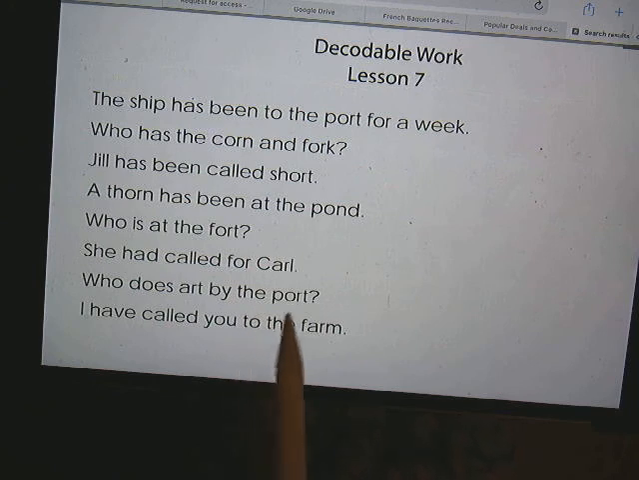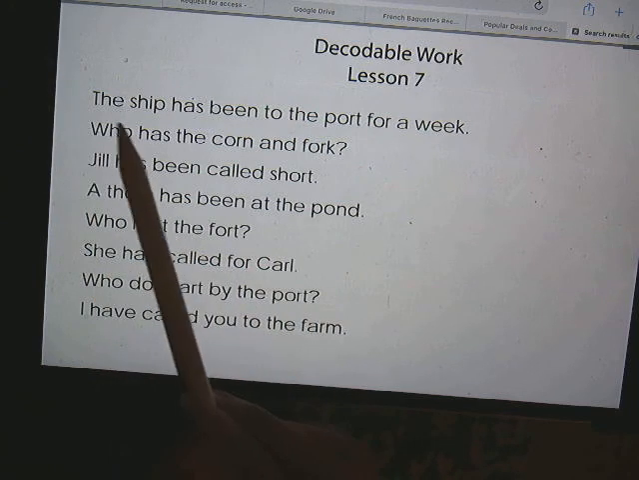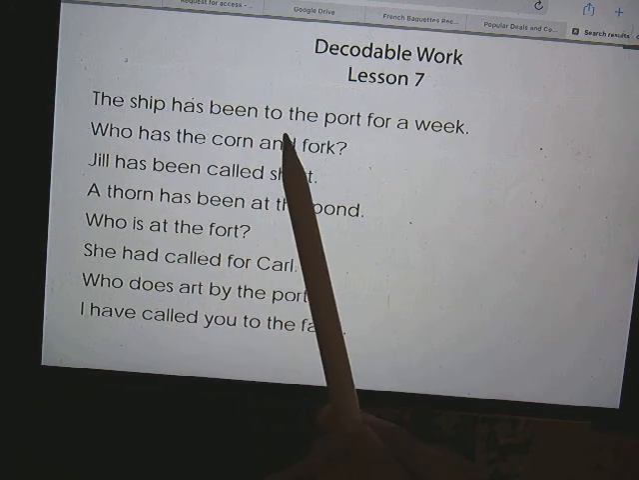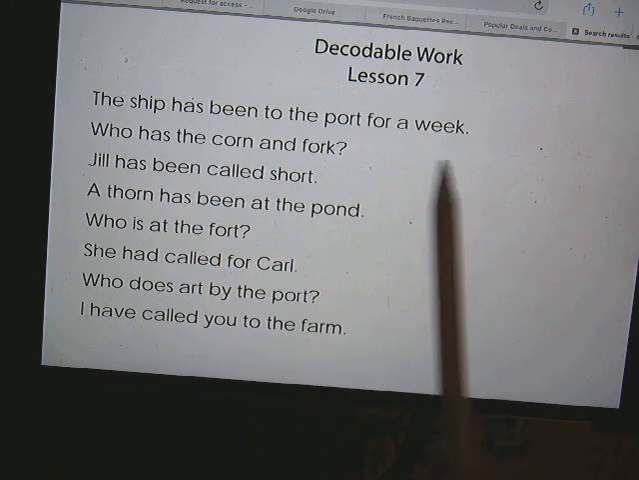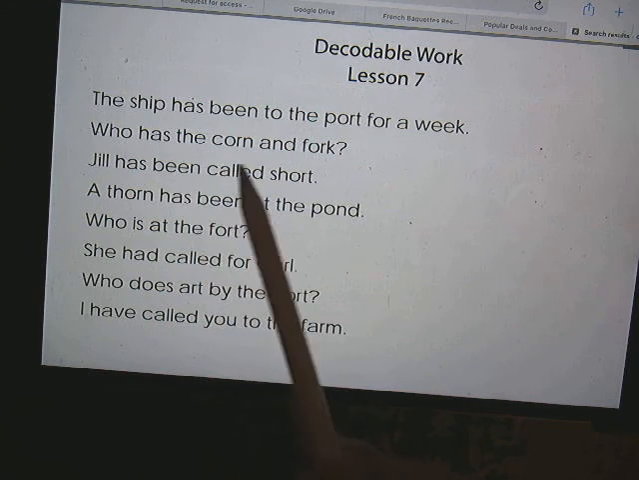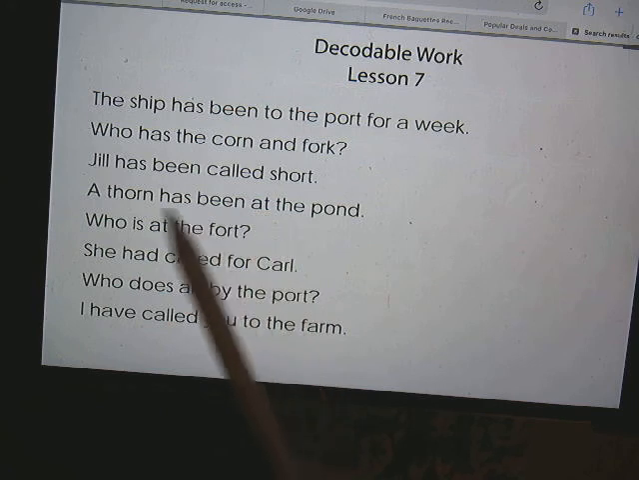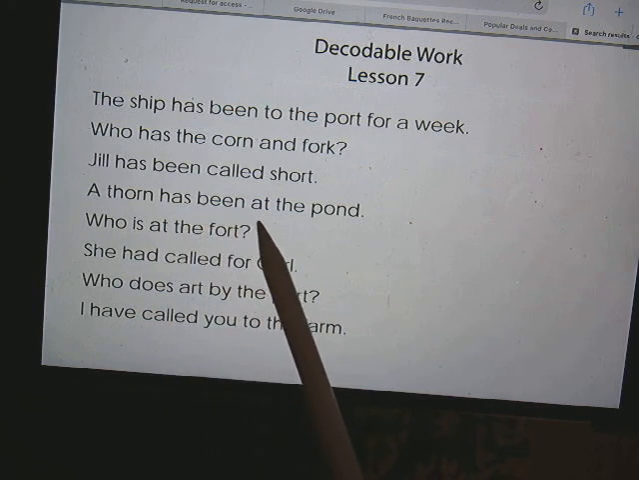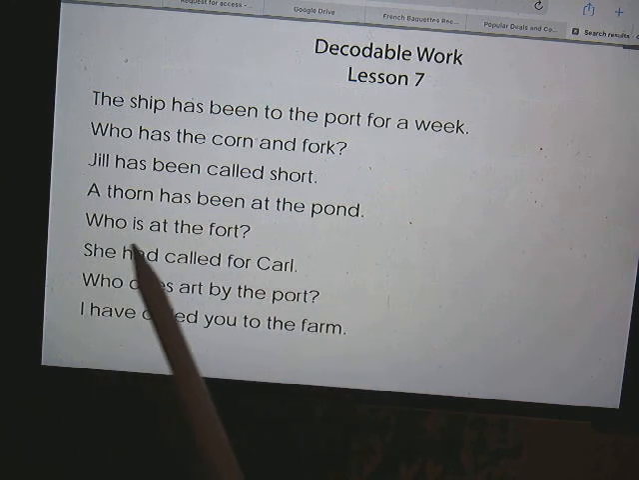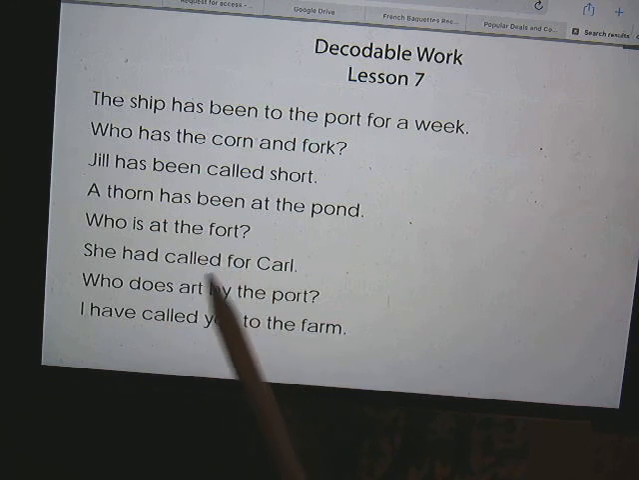Pause the video, read it on your own. Once you have fluency, come back and read with me. Let's begin. The ship has been to the port for a week. Who has the corn and fork? Jill has been called short. A thorn has been at the pond. Who is at the fort? She had called for Carl. Who does art by the port? I have called you to the farm.